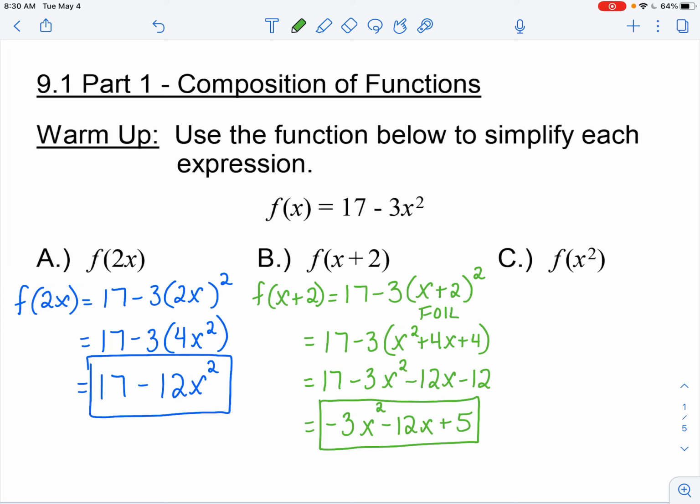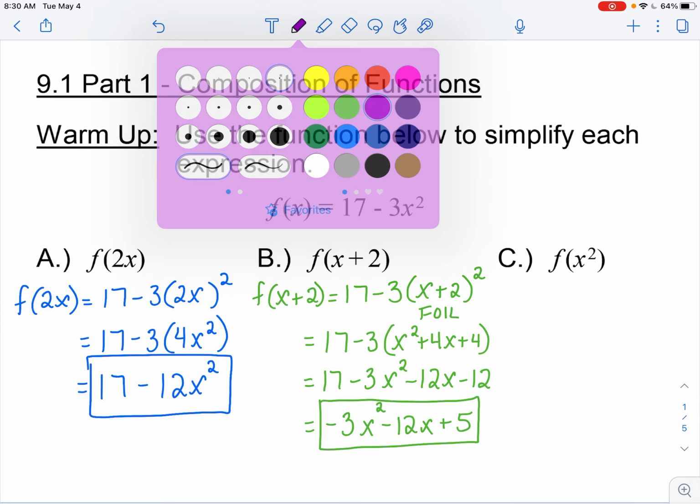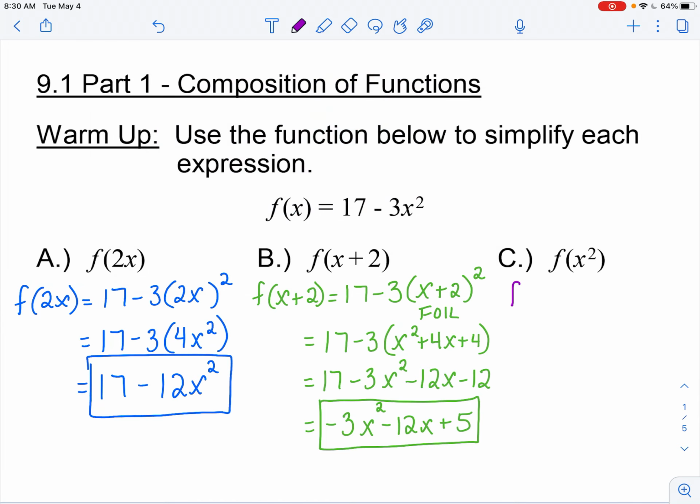All right, and then for C, we're going to have f of x squared is equal to 17 minus 3. Instead of x squared, we're writing x squared in there. So I have x squared squared. All right, so rules of exponents says you need to multiply those two exponents together. And then there's no like terms or anything like that, so this is our final answer.